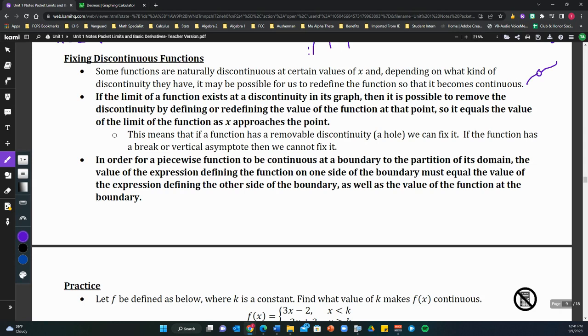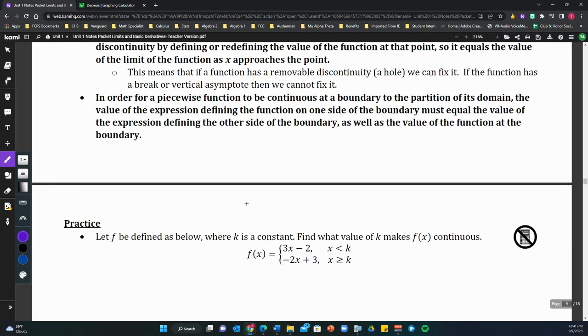So in order for a piecewise function to be continuous at a boundary of the partition of its domain, the value of the expression defining the function on one side of the boundary must equal the value of the expression defining the other side of the boundary as well. Basically, if it's a piecewise function to start, then when we transition from one piece to the next, the limit needs to exist at that transition value. If the limit doesn't exist, then there's no chance of the function being continuous, which we've already seen several examples of in this section.